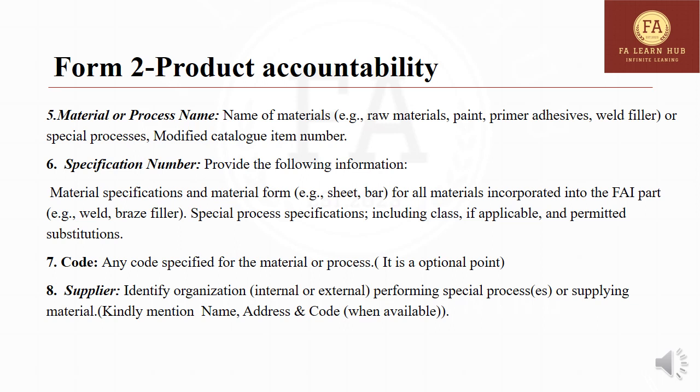The field number 6, specification number. Here we can put which PCB material is used, FR4 or FR5. Which aluminum alloy we have used, AS6061T6. Which SS material we have used, SS304. So this kind of specification. If it is sheet, then sheet. If it is bar, then bar. So these things we can put here.